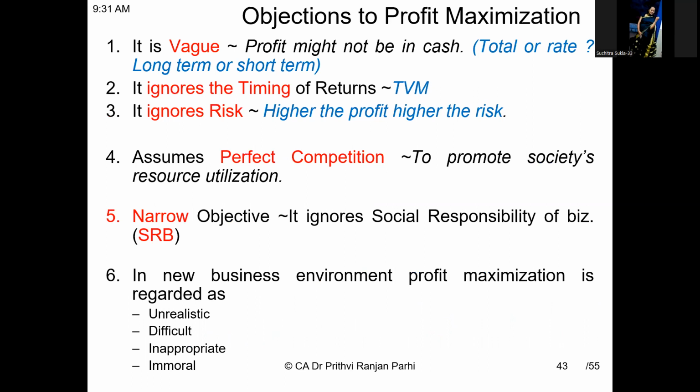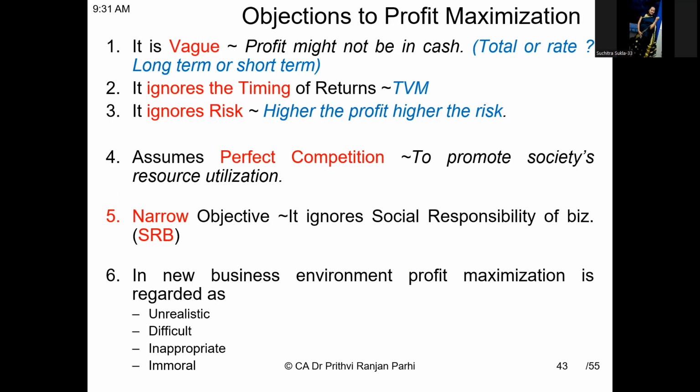First of all, it is said that profit is a vague concept. How is profit a vague concept? Because the computation of profit often depends upon accounting principles, accounting assumptions, accounting estimations. So one accountant may compute profit in one way, another accountant may compute it in a different way. So it is difficult to know what thing we are going to maximize.